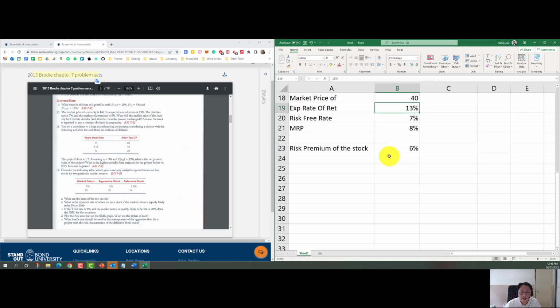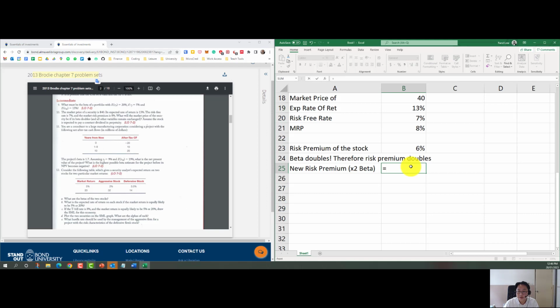Because we said that the beta doubles, therefore the risk premium doubles. So the new risk premium becomes 2 times beta, multiplied by 2. That means the new discount rate of the security is going to be 12% plus 7.